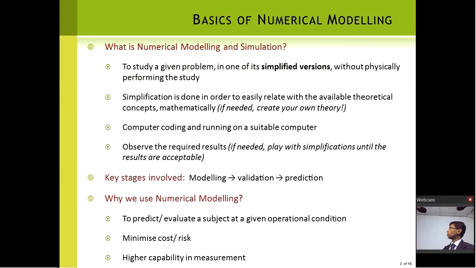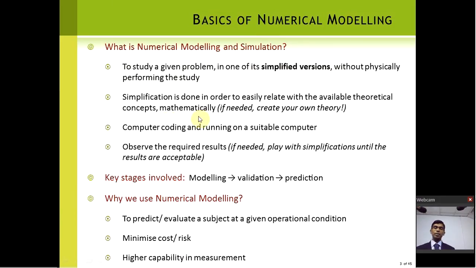To begin with, the basics of numerical modeling: the intent is we study a given problem in its simplified version. What does that mean? In numerical modeling, it's so hard and expensive to model a real system as it is. So what we do, we simplify the problem first, then we do an accurate model on that simplified design. That is common to finite element or any other method, mathematical modeling.